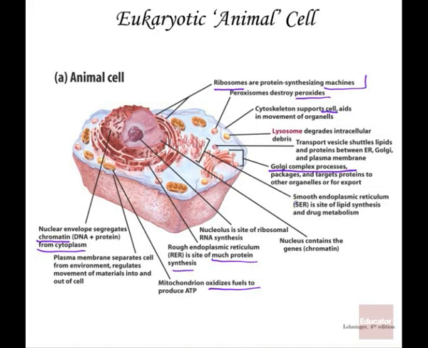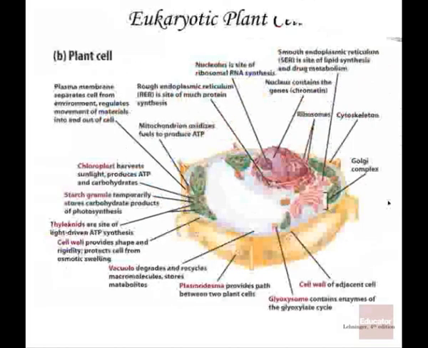And then, of course, our smooth endoplasmic reticulum, that is the site of lipid synthesis and drug metabolism. So this is basically the prototype eukaryotic animal cell. And again, we will discuss some of these organelles in relationship to infection and recognition and so forth.